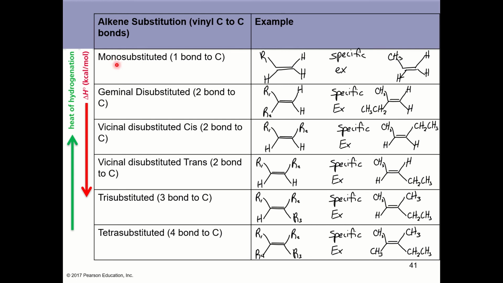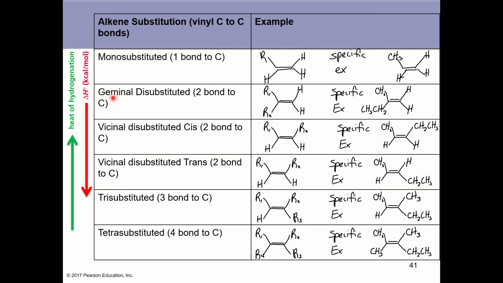So let's first discuss monosubstituted. Monosubstituted means that from either vinyl carbon for the entire alkene, there's a total of 1 vinyl carbon to carbon bond. So for our generic example, we have an alkene showing vinyl carbon with 1 bond to an R group, where R usually indicates a carbon group. For our specific example, I drew 1-propene. So we have a 3 carbon molecule, and from vinyl carbon to other carbons, there's only 1 bond.